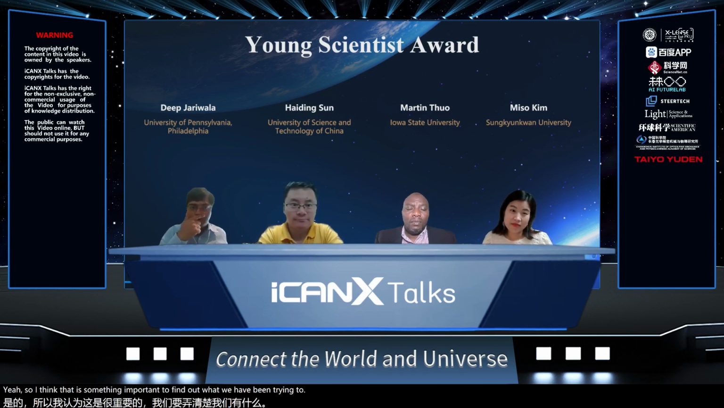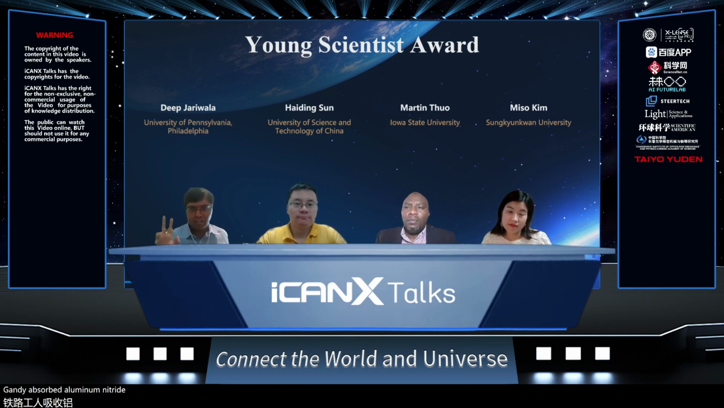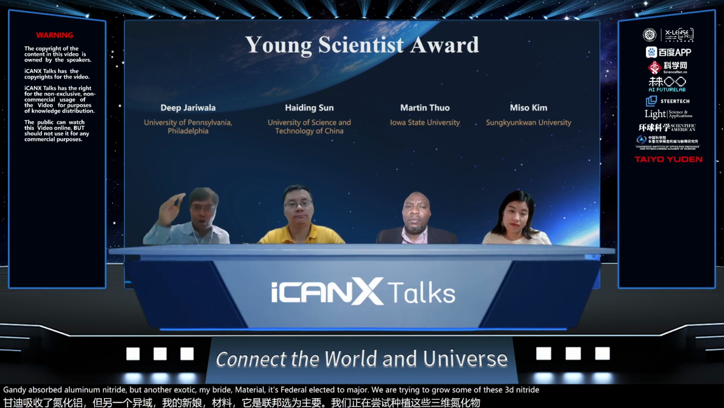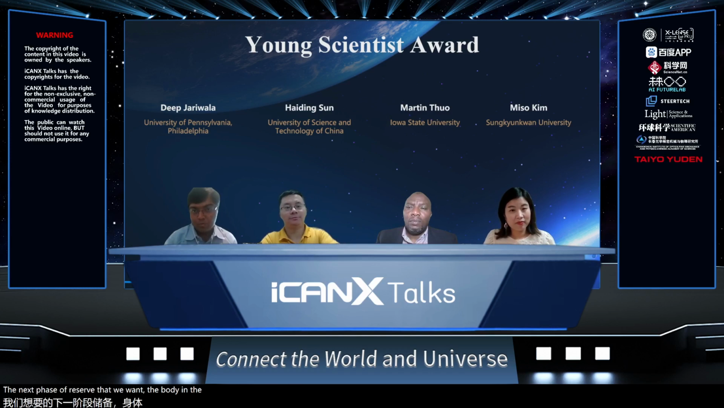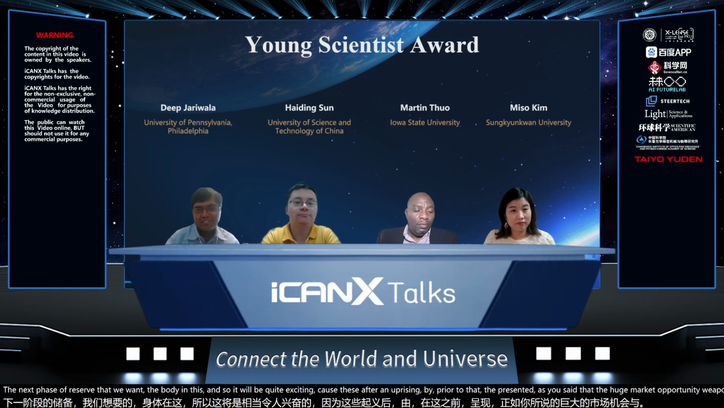What we have been trying to do is actually grow. I mean, we are working on nitrides too, but we're looking at boron nitride, and we are looking at scandium doped aluminum nitride. It's another exotic nitride material. It's ferroelectric in nature. We are trying to grow some of these 3D nitrides on 2D materials and then trying to peel them off. So we are trying to separate very thin layers of 3D grown materials by growing them on 2D and then peeling them off, so that now you relax this constraint of stacking arbitrarily, even for 3D materials. So that is the next phase of research that we want to go to in this. And so it will be quite exciting, because these optoelectronic nitrides that you presented, as you said, there's a huge market opportunity there. Great. Thanks for sharing.